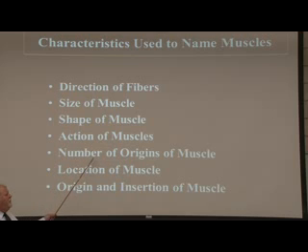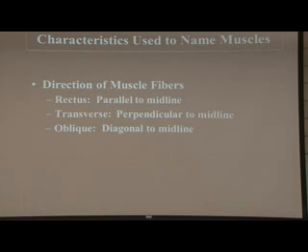Other muscles tell you the number of origins. For example, the one we just did, biceps, tells you there are 2 origins. And then some are done simply by location, where they're located on the body. And then some are done by origin and insertion as part of the muscle name. And then what we'll see is that a couple of these characteristics can be used collectively to actually name a muscle in an effective way.